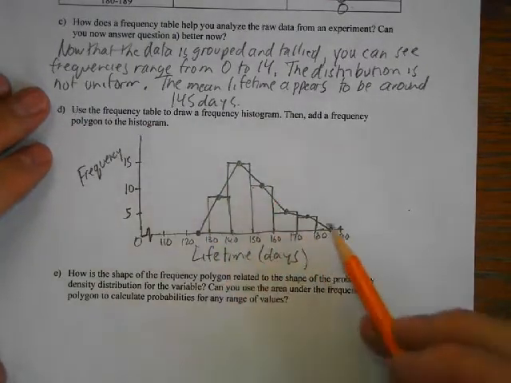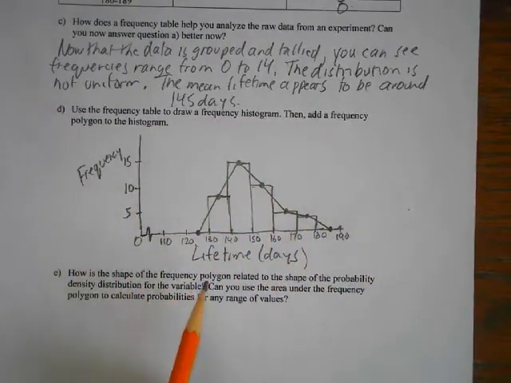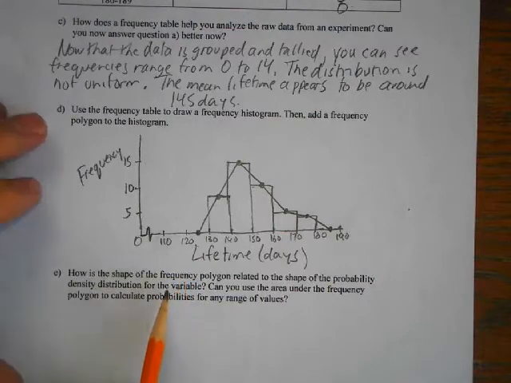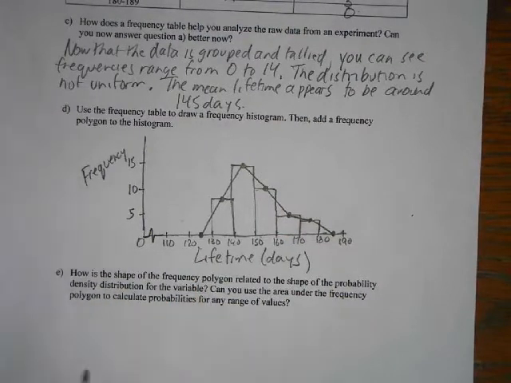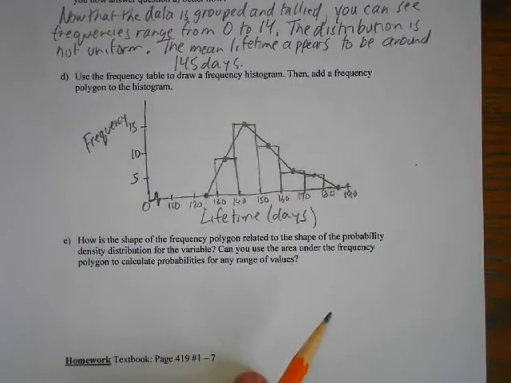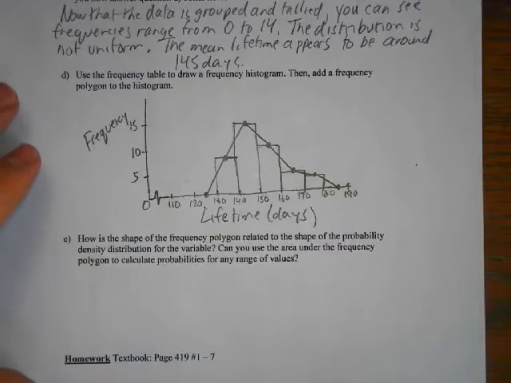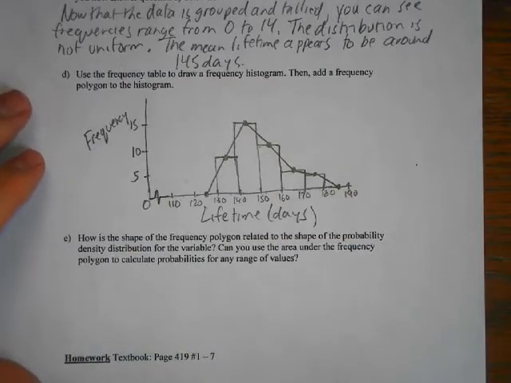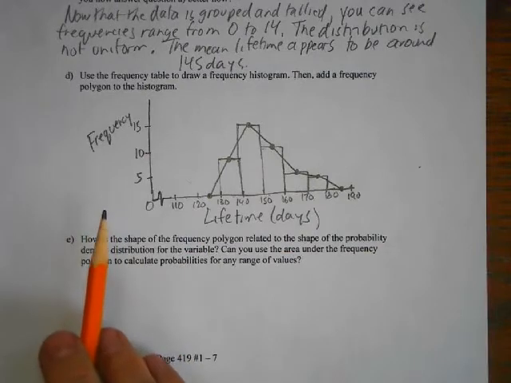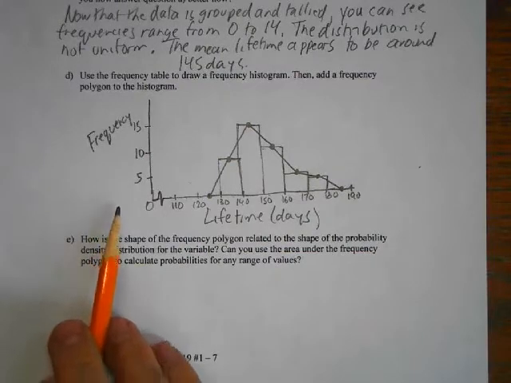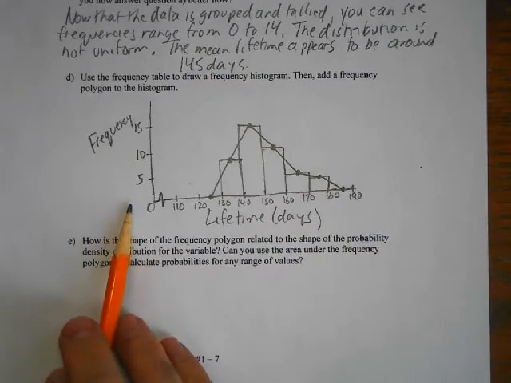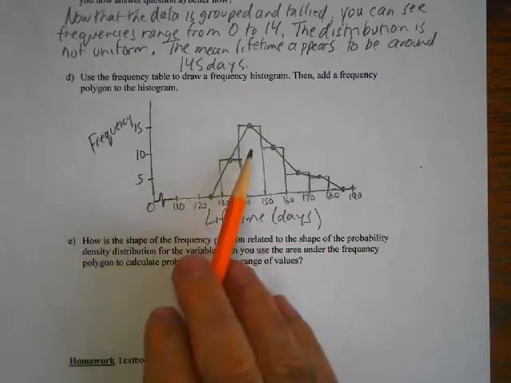So this gives us an idea of the frequency. How does this relate to the probability? And that's the next question here. How is the shape of the frequency polygon related to the shape of the probability density distribution for the variable? So probability density, that's distribution, it's really the same. If you remember, we did something called a relative frequency. So relative frequency was a percent of the data, how much occurred for each level.